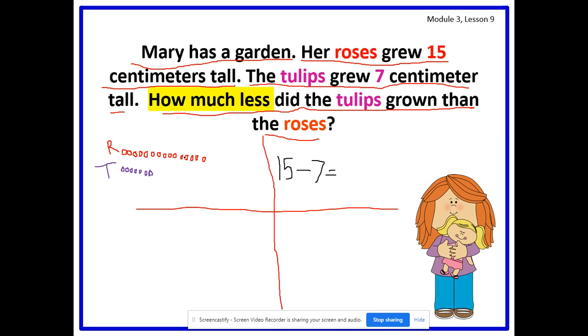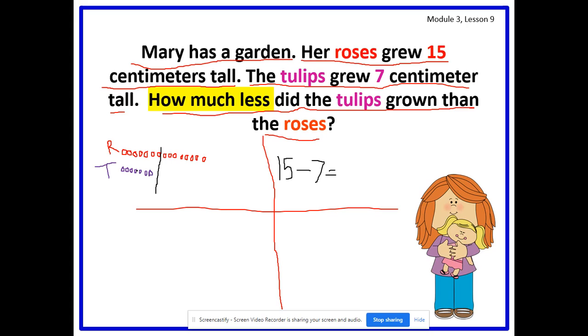So if you look at the roses, this is how long they grew, and then the tulips grew this long. So we're going to draw a line here. 1, 2, 3, 4, 5, 6, 7 right here, because these are 7 right here at the roses. So 7 and 7. So all of these are how much less the tulips grew. So let's count the dots on this side.